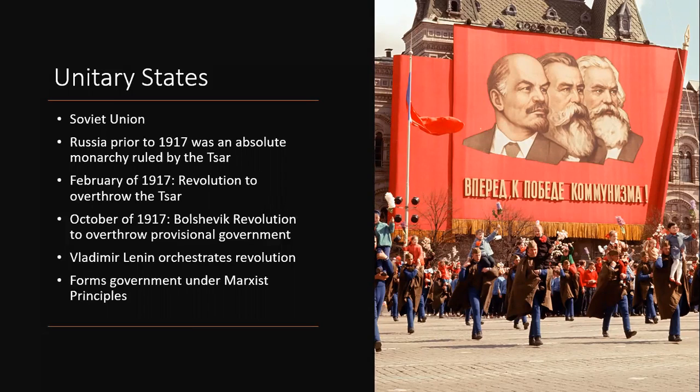So let's see what happened with the Soviet Union and how it came about. Russia prior to 1917 was an absolute monarchy ruled by the Tsar. The Tsar was Nicholas II. He was the absolute ruler, had gotten Russia involved in some pretty bad conflicts. He lost the Japanese-Russian War in 1904.